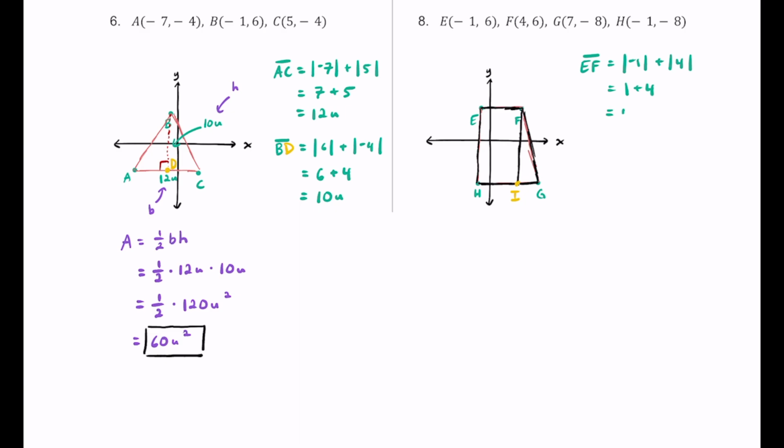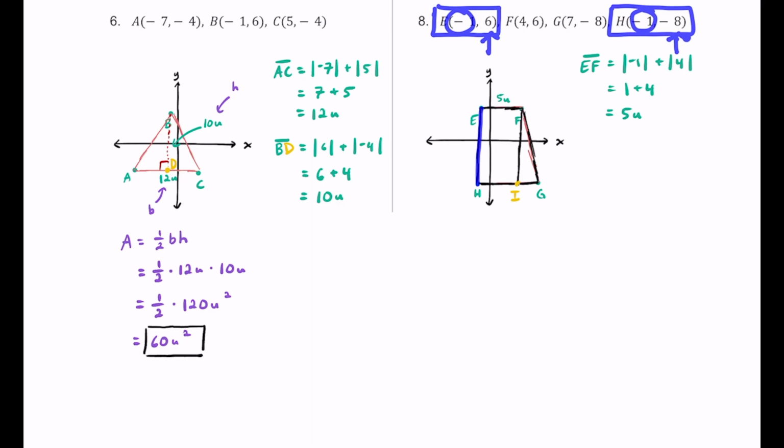1 plus 4, that's going to be 5 units. Okay, so that's going to be what this distance is here. And then for EH, that's going to be this length. So let's go ahead and see how far apart they are. Looks like they're in different quadrants, but they have matching X values, right? So we have 6 and -8, so different quadrants.